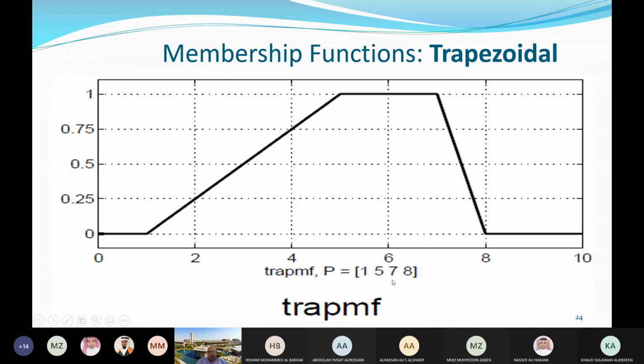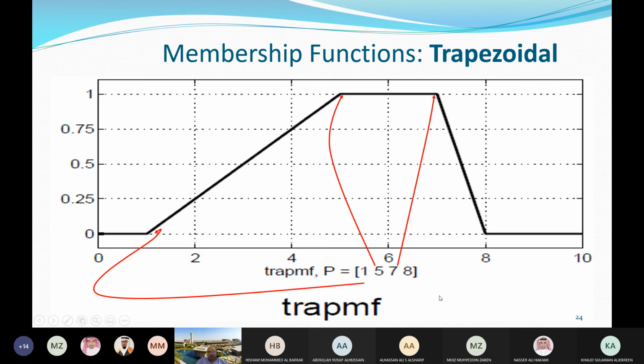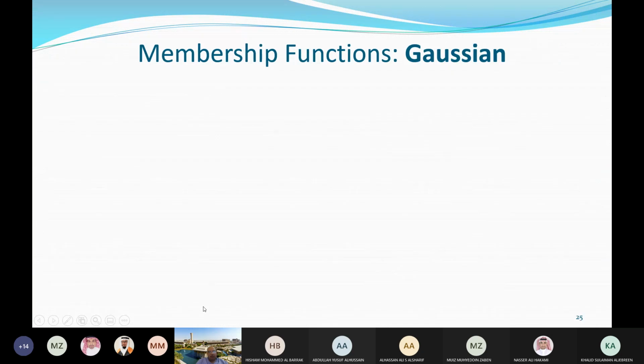Trapezoidal, you have 4 values or 4 parameters to assign the shape of the trapezoidal. This one, and this one. So you have the trapmf membership function. In MATLAB, you will find this name. So you characterize the trapezoidal function by defining these parameters.